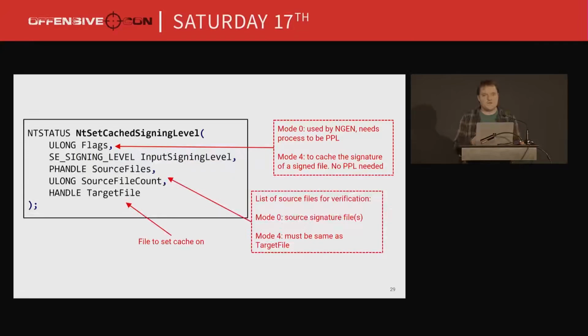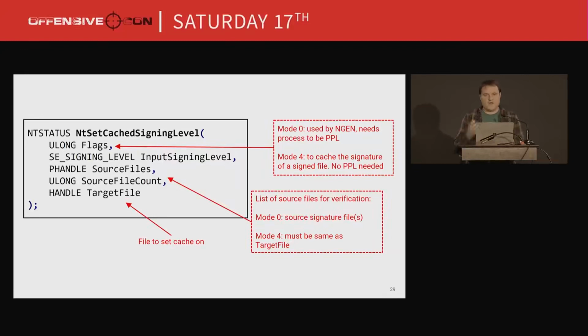But in order to use that mode, you need to be inside something called a protected process light process, which is a special isolated process mechanism, which in theory you need to be signed by Microsoft to get into. If you need to be signed by Microsoft, you've probably already got code running on the system, so you don't really need to do this. But what I found interesting was a second mode, mode 4, which allows you to cache the signature of an existing signed file. And for this, no PPL was required.